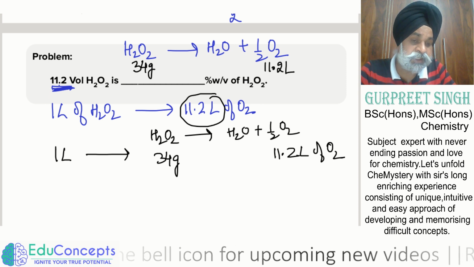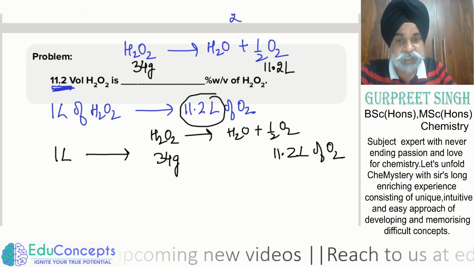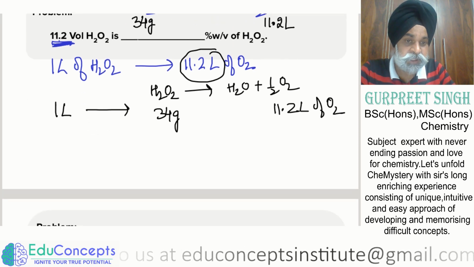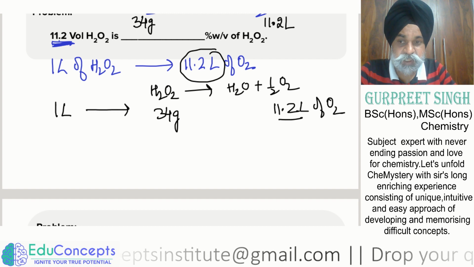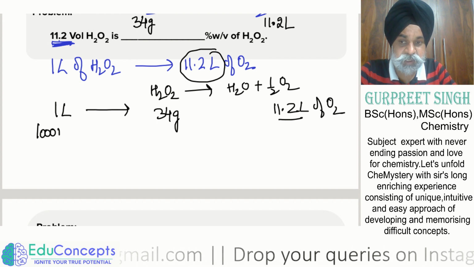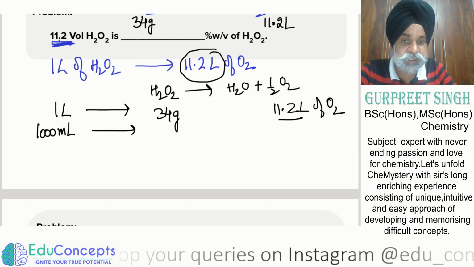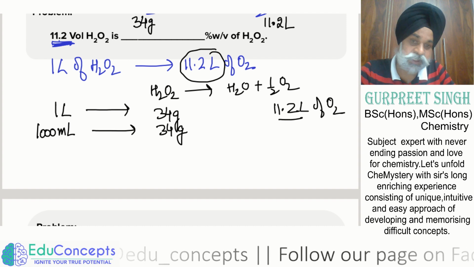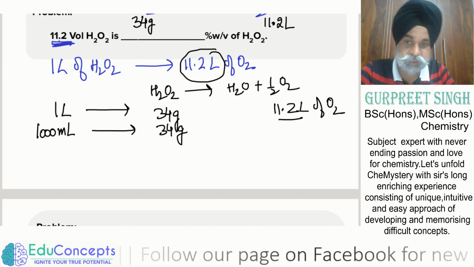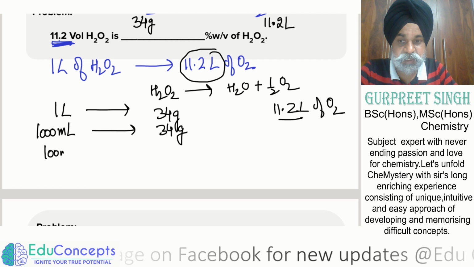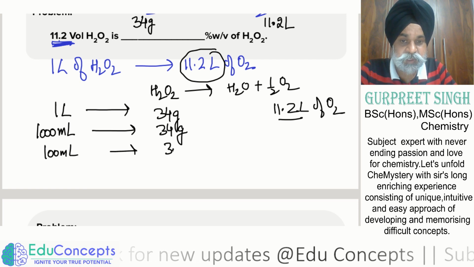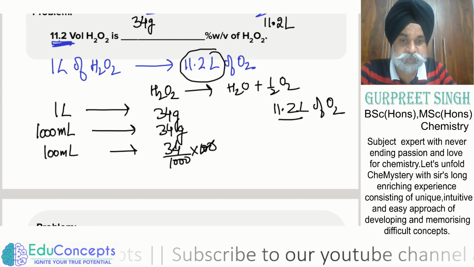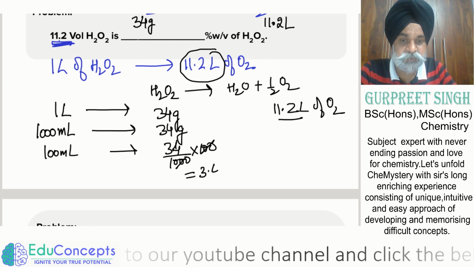Again I am saying, however many liters of oxygen you have to produce, from how many grams of H2O2 they are to be produced, from there your concept will develop. Because this much liter is produced from 1 liter, and 1 liter means 1000 ml. So 1000 ml would consist of 34 grams, as simple as that, and 34 gram produced 11.2 liters of oxygen. So had it been 100 ml, this would have been 34 upon 1000 into 100. So this comes out to be 3.4 grams.